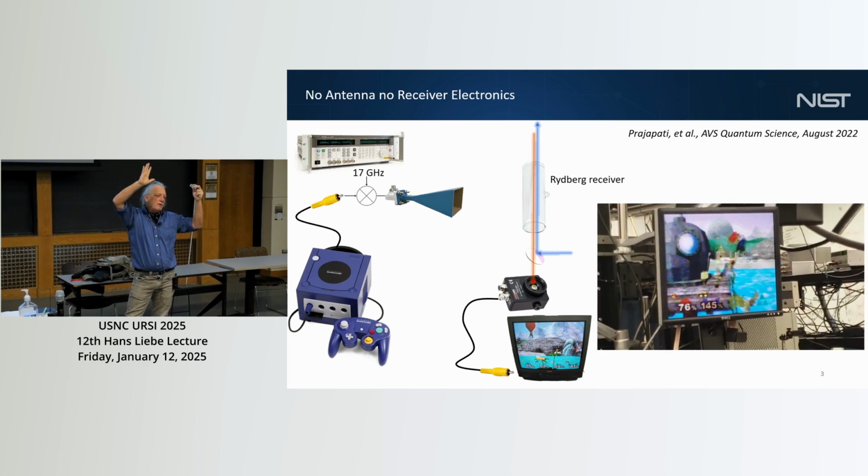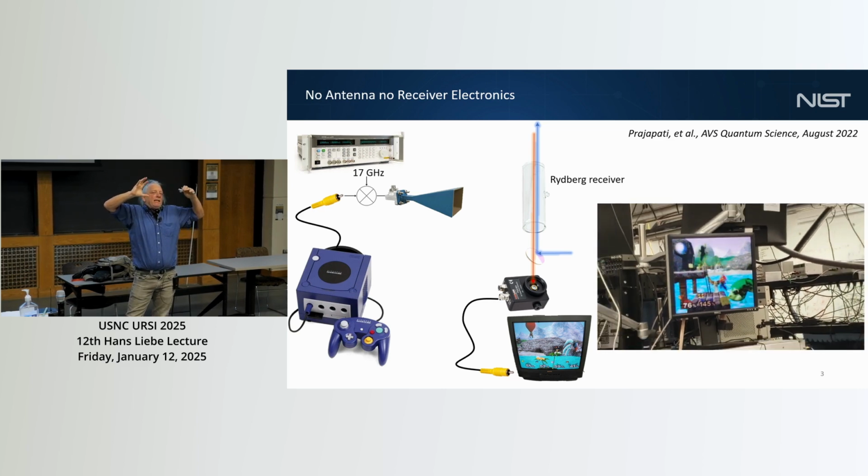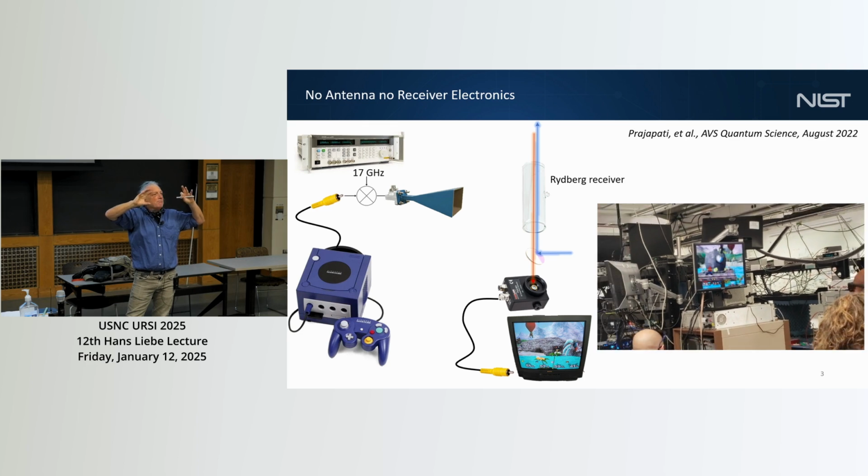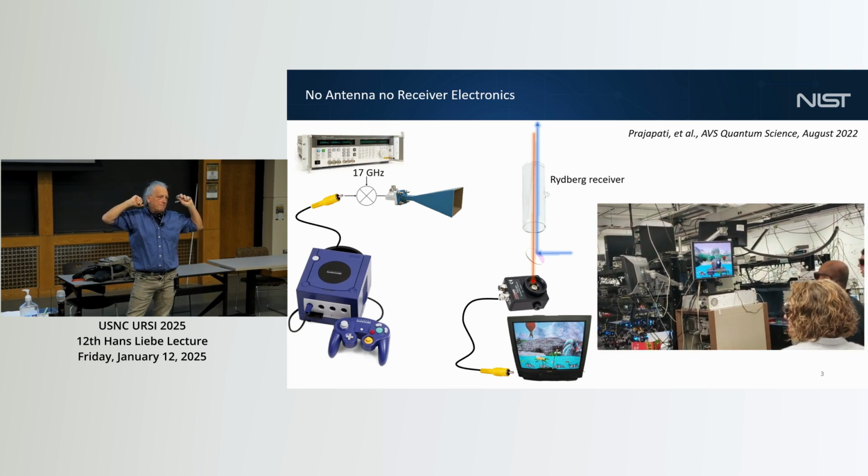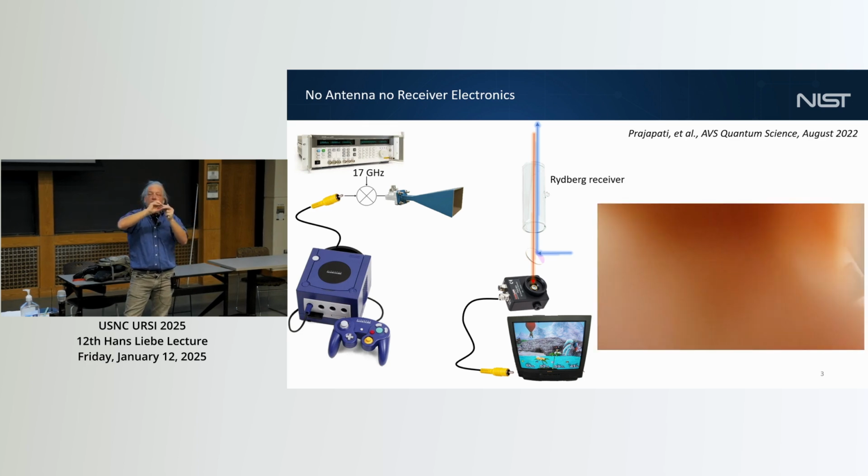When these atoms are at this Rydberg state, when I apply an RF field, I basically modulate the atomic state of that atom. And by just shining a laser through here, I can take the laser, put it on a photodetector, output of the photodetector, put it onto a monitor. Basically, what's happened here, the atoms act like the antenna, so you eliminate the antenna. So half of this conference we don't need anymore.